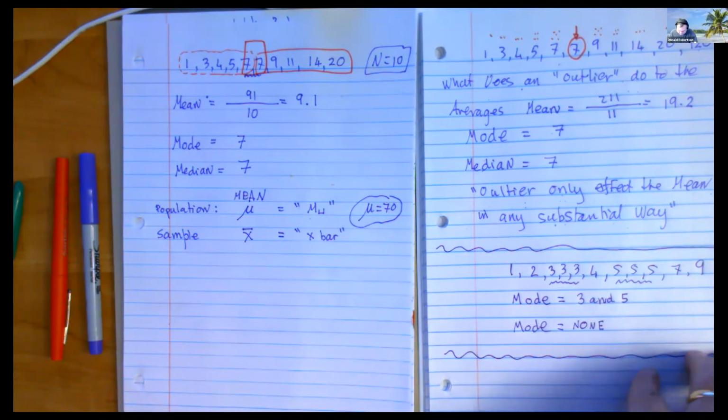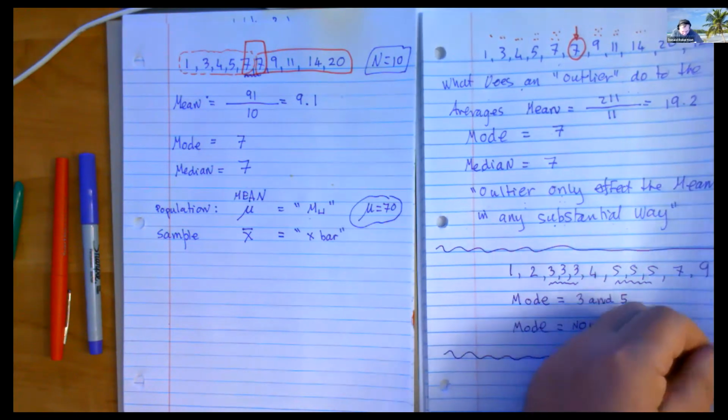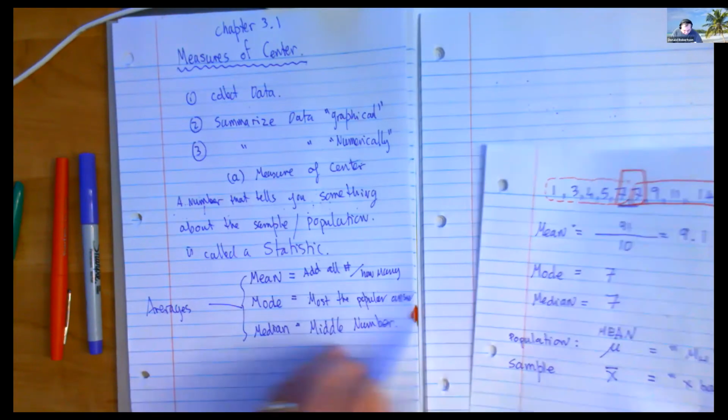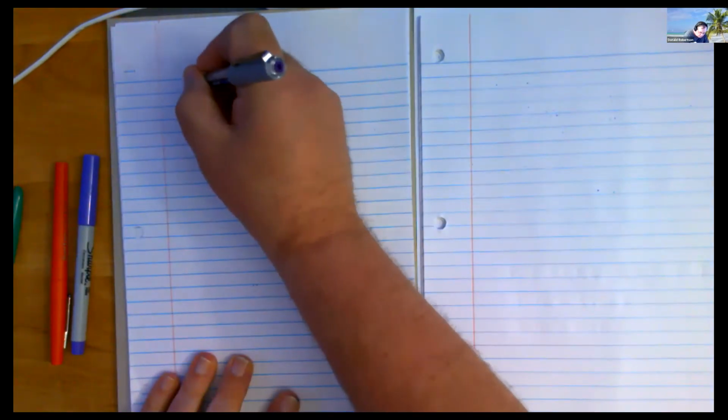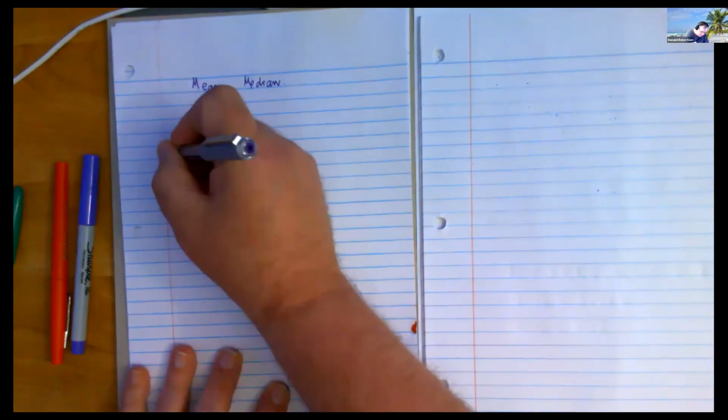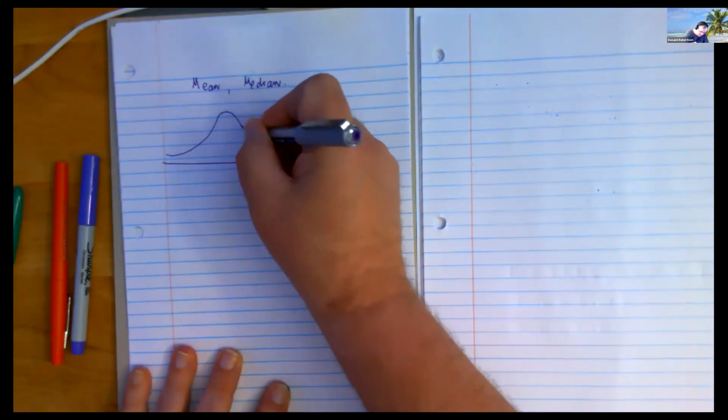Now here's another thing I want to talk about in the comparison of the mean and the median, because they can actually tell you some other things. So here we go. We're only going to look here at the mean and the median and what the data might be able to tell us about the basic shape.